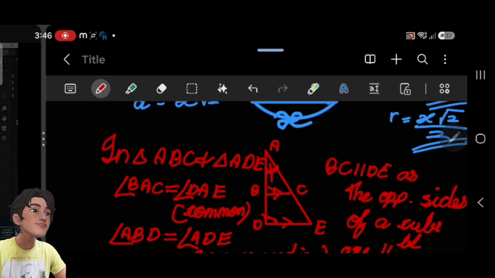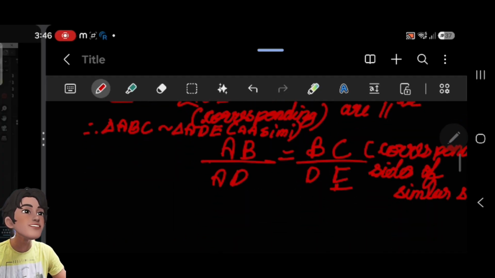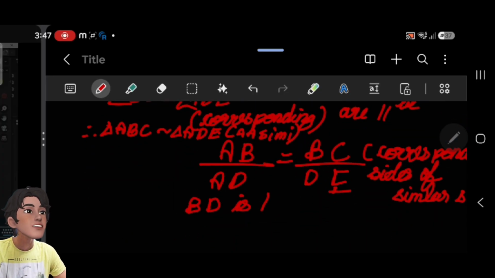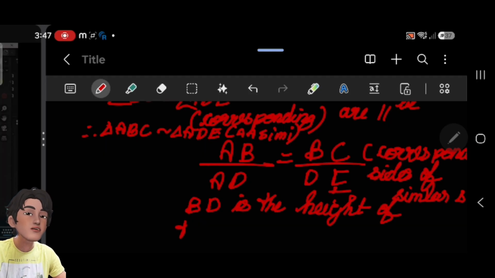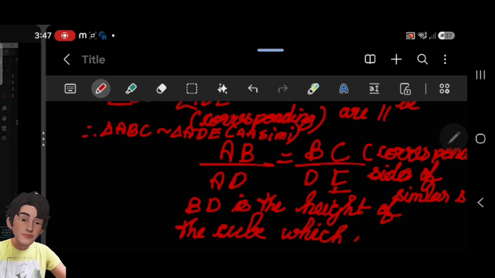Now let's find the value of AB, AD, BC and DE. As we know, AD is the height of this triangle and BD is just the height of the cube. And as BD is the height of the cube and height is equal to the side of a cube, BD can be represented as x as we took the side value to be x.